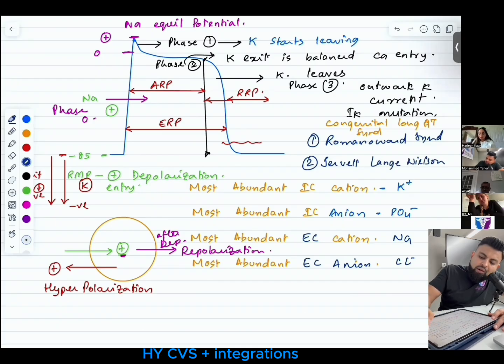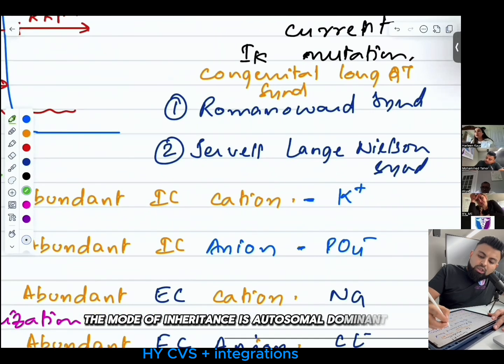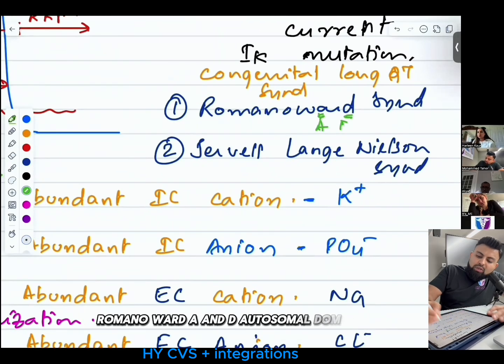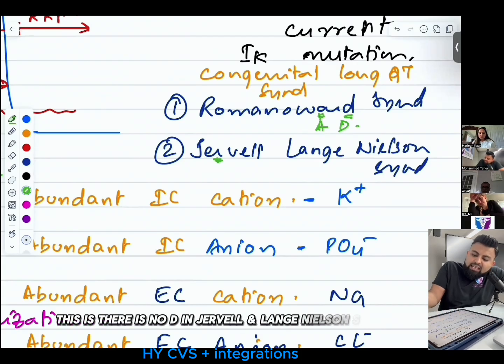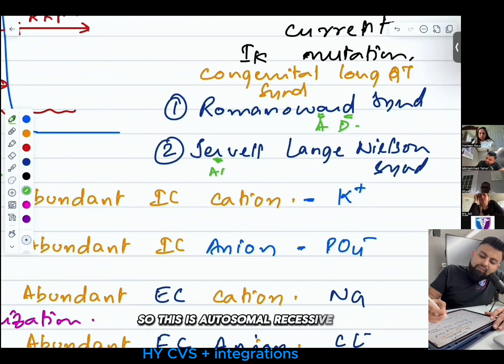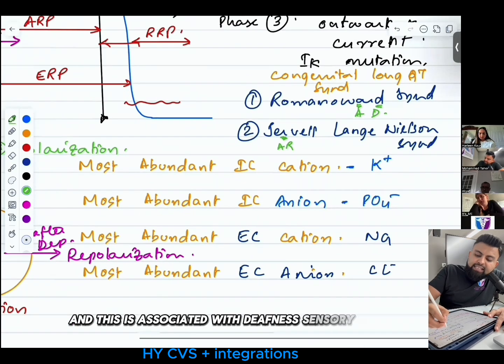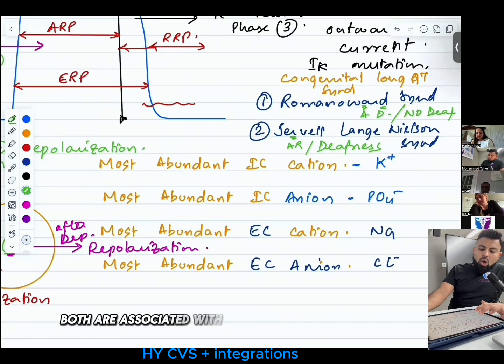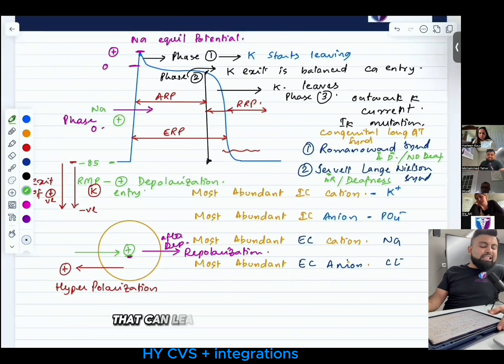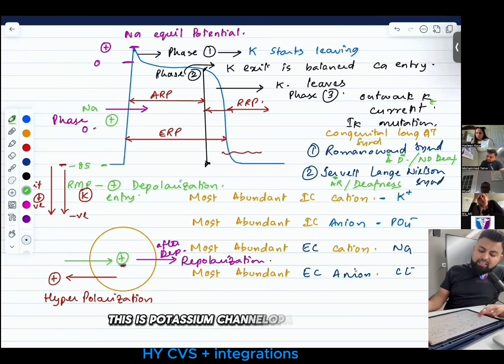Romano-Ward syndrome has an autosomal dominant mode of inheritance. Jervell and Lange-Nielsen syndrome has no D, so it is autosomal recessive. It is associated with sensorineural deafness, but there is no deafness in Romano-Ward. Both are associated with long QT or QT prolongation that can lead to sudden cardiac death. This is a potassium channelopathy disease.